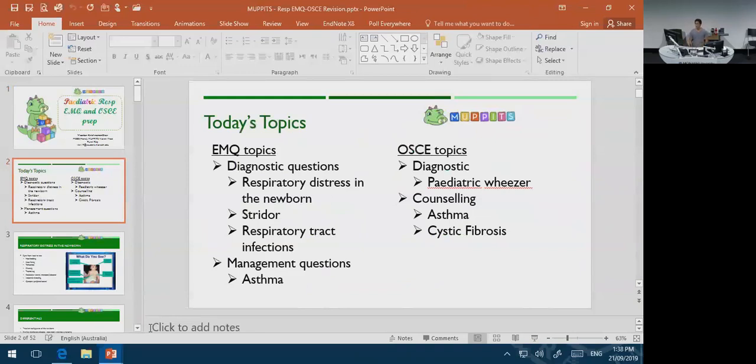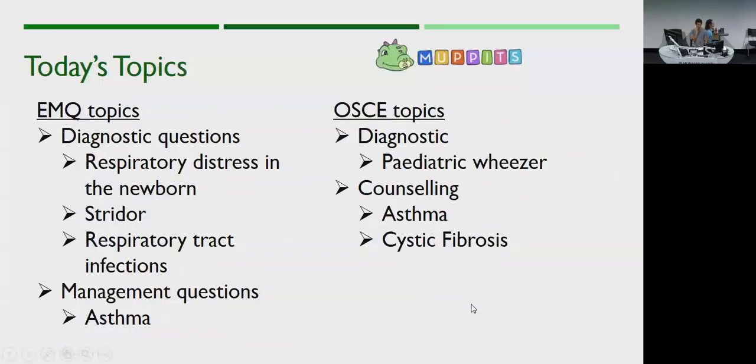So in terms of diagnostic questions, we'll be covering respiratory distress in the newborn, stridor, and respiratory tract infections in kids. And something you'll be expected to know to a fairly good detail is the management algorithm for asthma, both in the acute setting, so someone who comes into ED with an acute flare of asthma, but also your step ladder for patients who have chronic asthma and how you up titrate their medication.